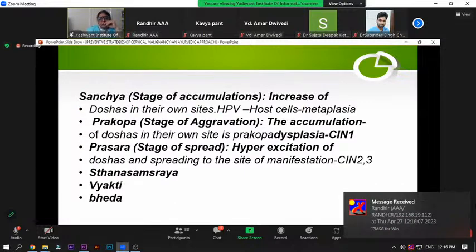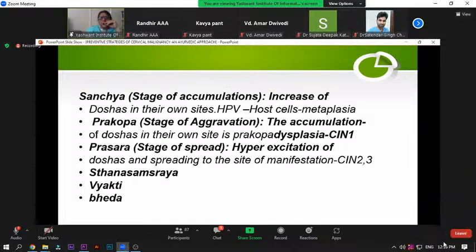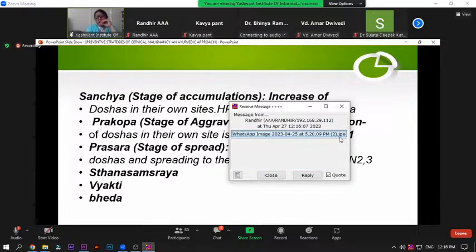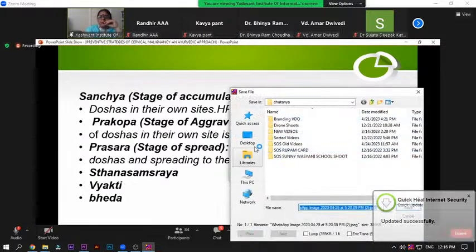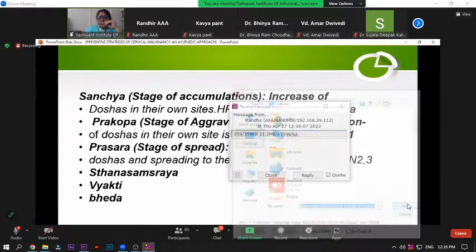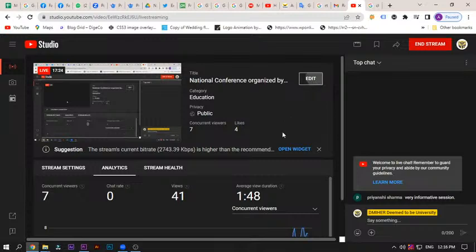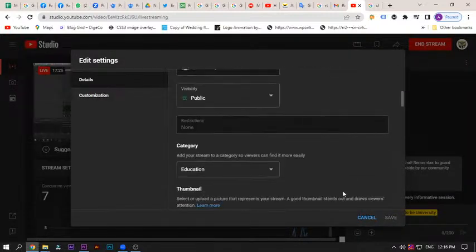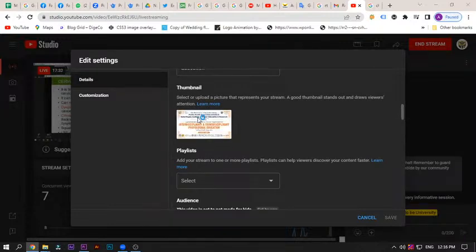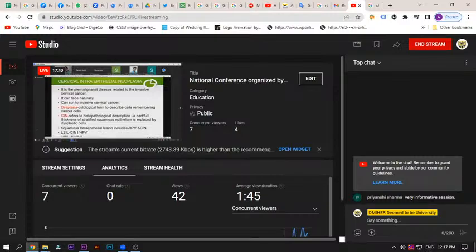Coming to the Sanchaya Avastha, the stage of accumulation, the increase of the doshas in their own site, that is HPV host cells lodging, going into metaplasia of the cervix. Prakopa is the stage of aggravation of the doshas in their own site, that is dysplasia, early stages of CIN1. Prasara is the stage of spread, hyperexcitation of the doshas and spreading to the site of manifestation, that is CIN2, 3 we can consider. And next the complications are the Sthana Samshraya and Bheda Avastha, that is developing into carcinoma, invasive carcinoma or established cancer cervix condition. So if you want to integrate the approach, this Shatkriya Kala Avastha you can integrate to prevent the progression of the cancer.